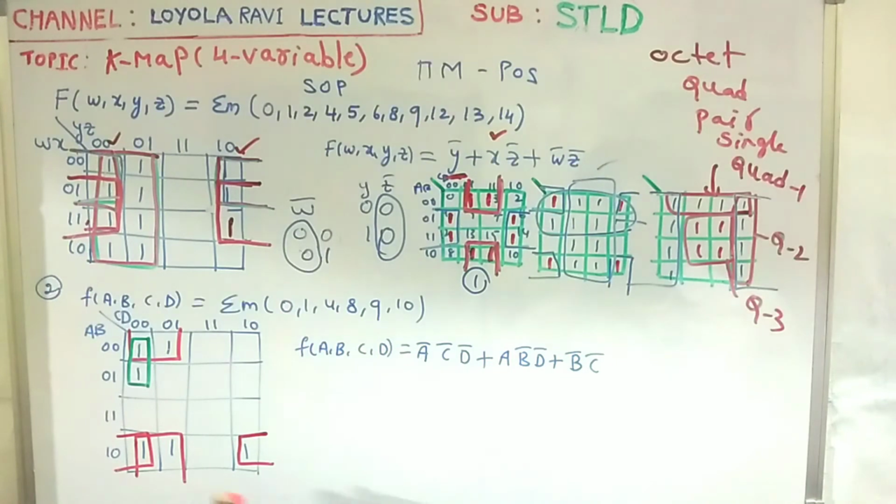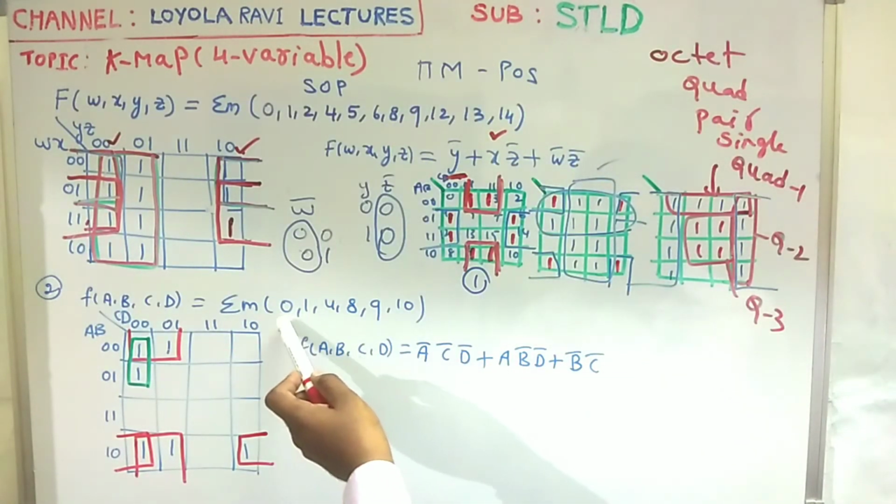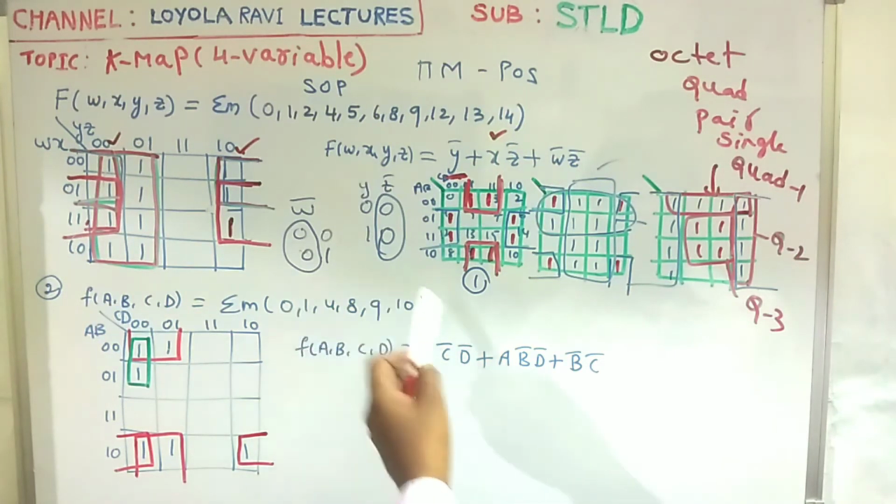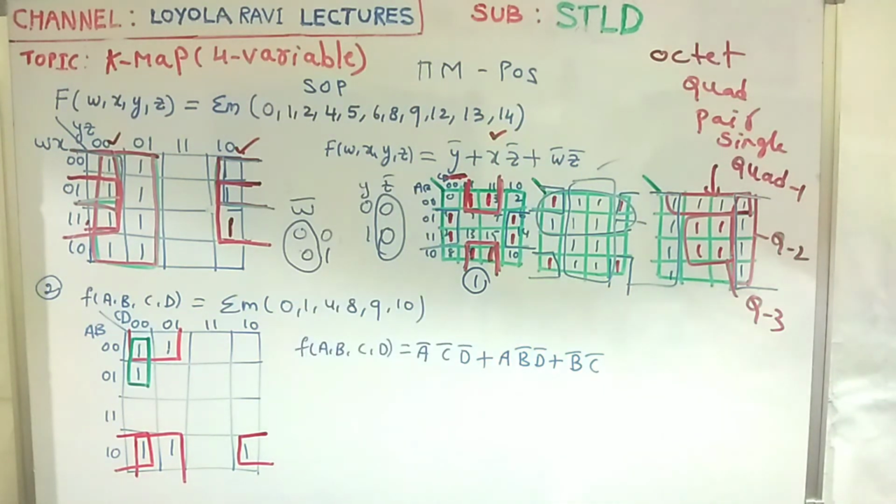Then next check for the quads. First you can check for the 1, 2, 3, 4, 5, 6. Only 6 min terms are there. Then no need to check for the octet. There is no possibility for octet. Then go for quad. Check for quads. Is there any adjacent 4 ones? No. Then is there any opposite pairs? Yes, we have here 2 opposite pairs.